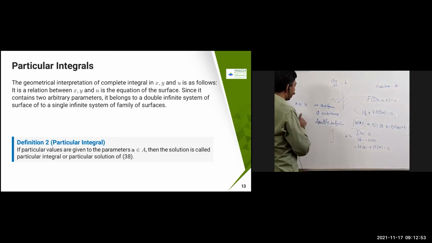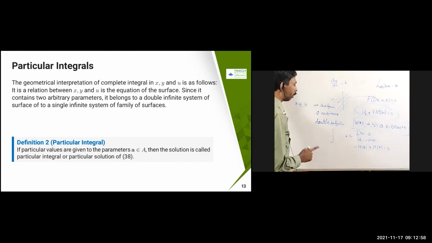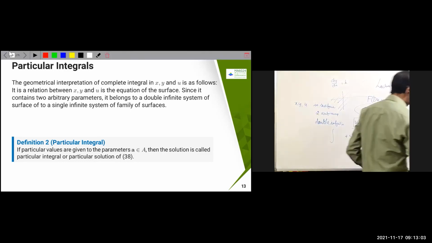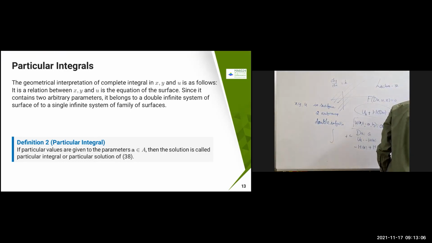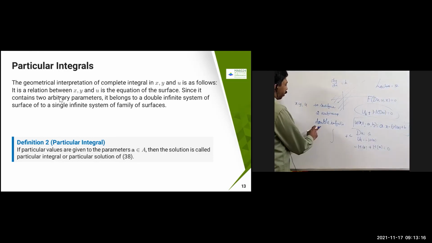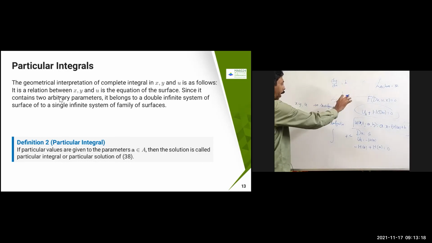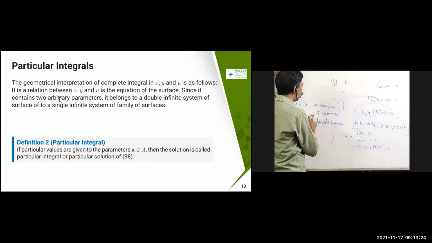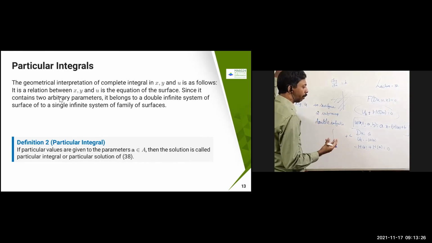Now, same case here, x comma y comma u in surface. You are going to get two arbitrary parameters. So in that case, you are not going to get a family of curves. Instead, you are going to get a family of surfaces, and since you have two arbitrary parameters, you are going to get an infinite family, a double infinite system of surfaces. Okay, so that is going to be there.